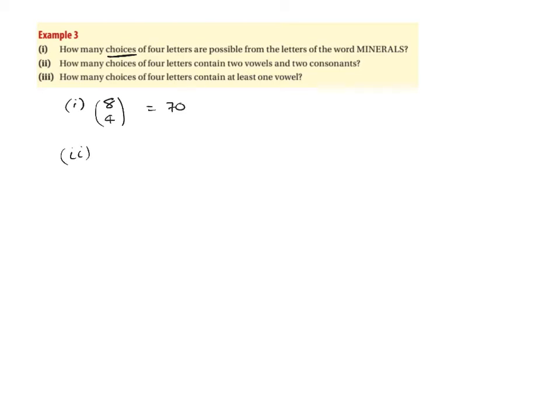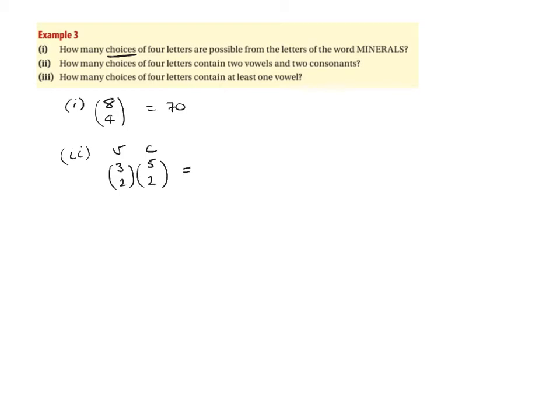Next one is, how many choices of 4 letters contain 2 vowels and 2 consonants? Okay, so let's have a look. Vowels and consonants. How many vowels do we have? Well, we have I and E and A, so we have 3 vowels. And it says we need 2 vowels. We need 2 of them, which means that from those 3 vowels, we need to choose 2. If there's 3 vowels, that means that there must be 5 consonants. And again, from those 5 consonants, we need to choose 2.